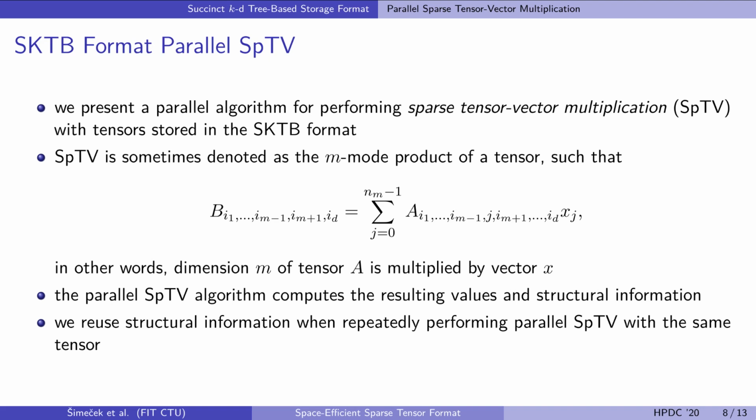Our parallel SpTV algorithm computes the resulting numerical values of the output sparse tensor and also its structural information. When SpTV is repeatedly executed with the same input sparse tensor, for example in iterative algorithms, it's possible to reuse the structural information in subsequent iterations.